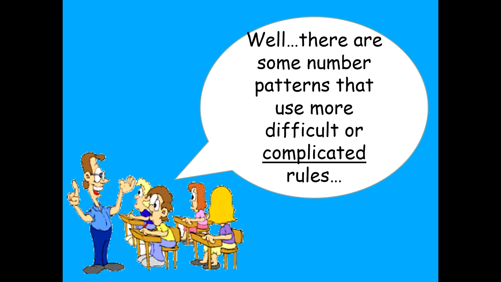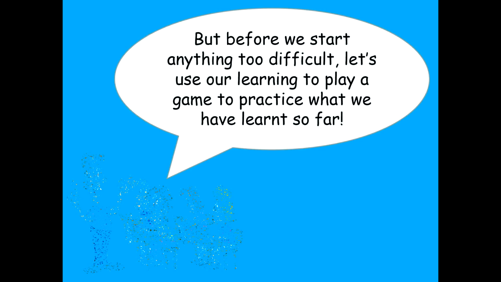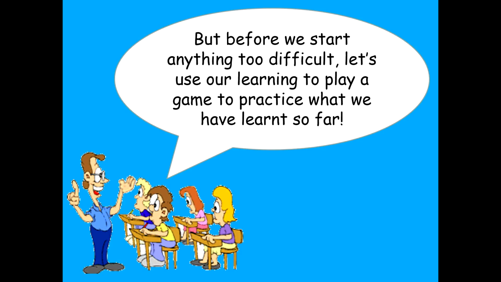For example, rather than jumping +2 every time, maybe they're jumping 2, then 3, then 4, then 5, which is still a pattern and following a set of rules, but just a little bit more tricky. Don't worry about it. We'll walk you through it today. But before we do anything a little bit too difficult, what I'd like to do is use some of our previous learning to play a little game to practice what we've learnt so far.